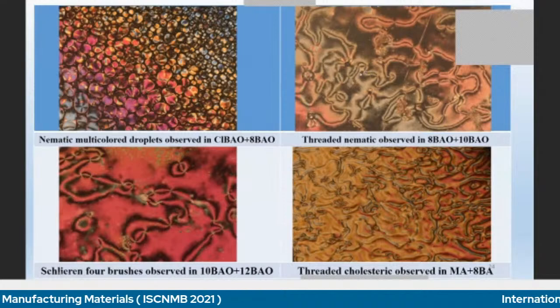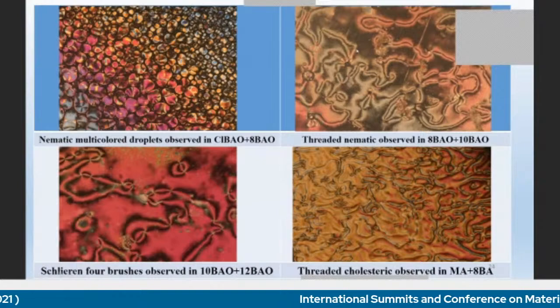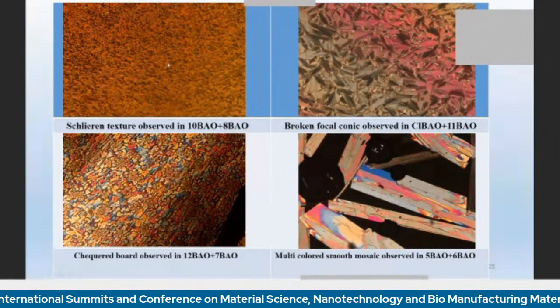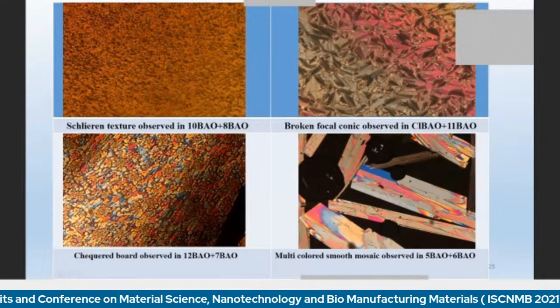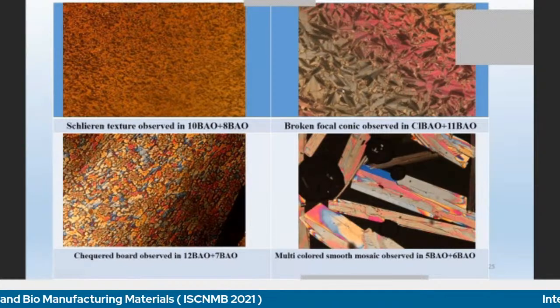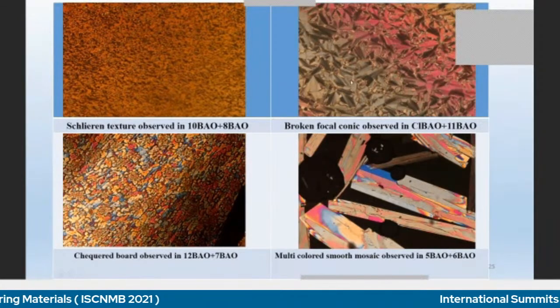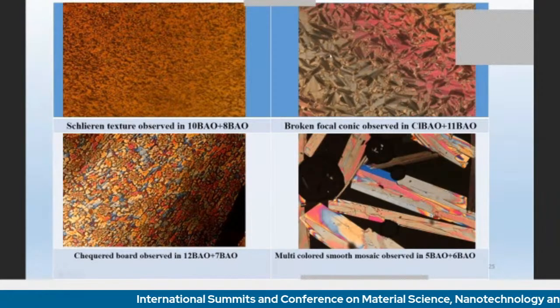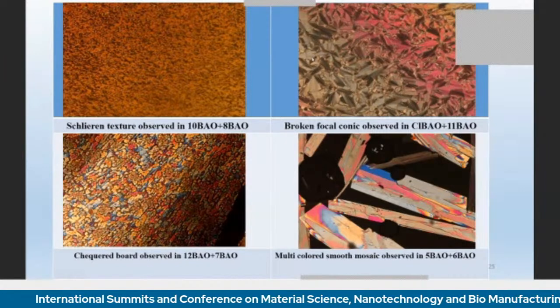And this is called four brush, threaded nematic, observed in 8BAO and 10BAO. The thread-like textures. And you can see Schlieren texture observed in decyl benzoic acid and octyl benzoic acid, which leads to the smectic phases, and the broken focal conic. You can see the broken focal textures, and they are called the smectic phases. You can see the dark and bright domains, which is a fine application of the smectic phase in a tilt angle. We are able to measure the tilt angle in the liquid crystals.